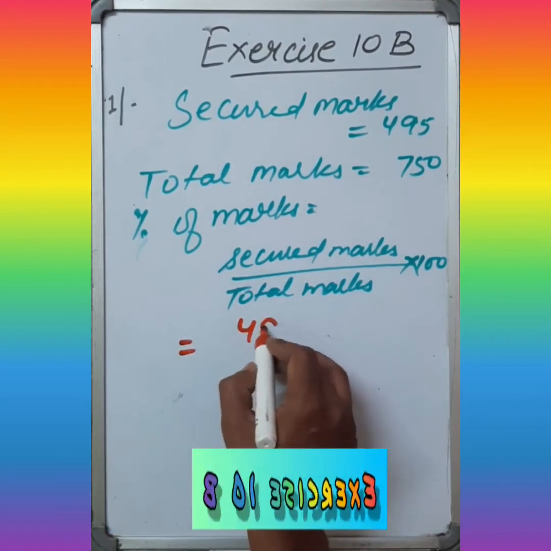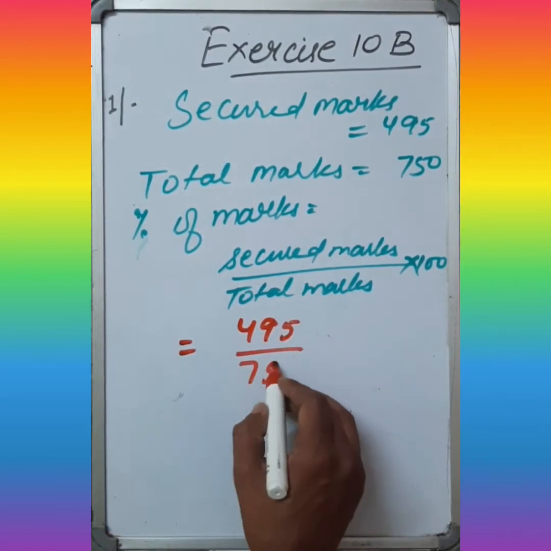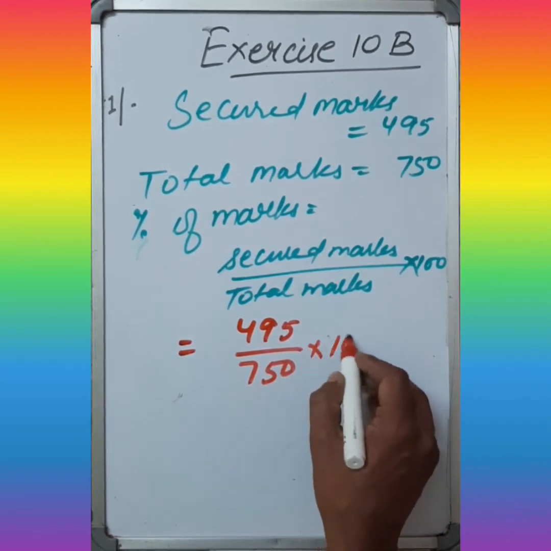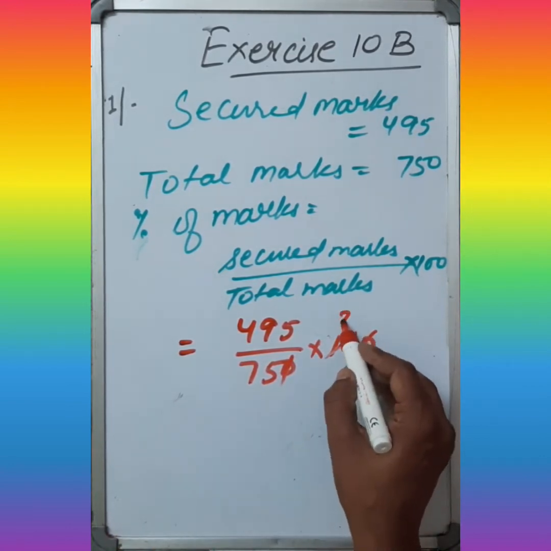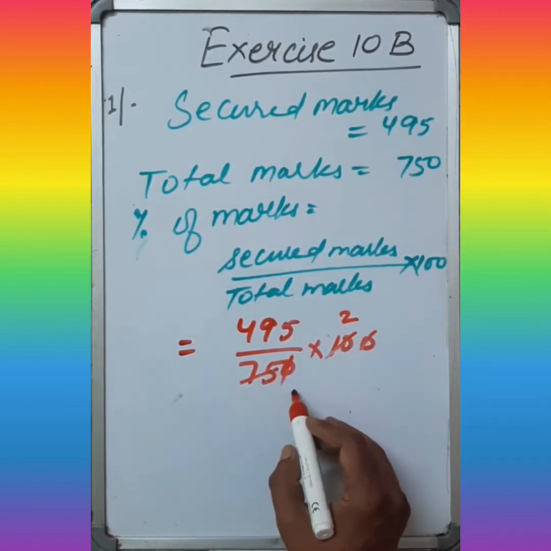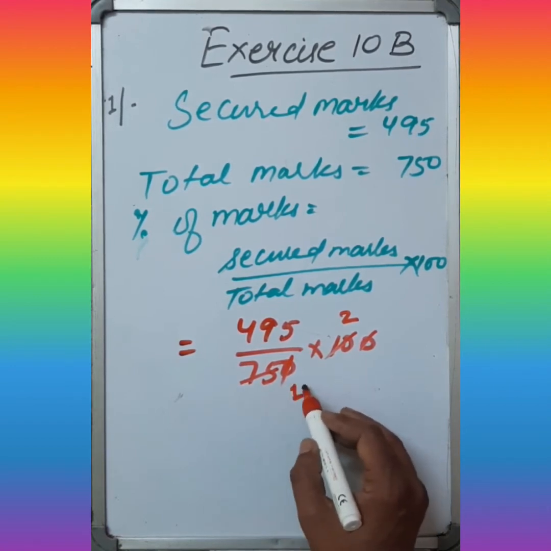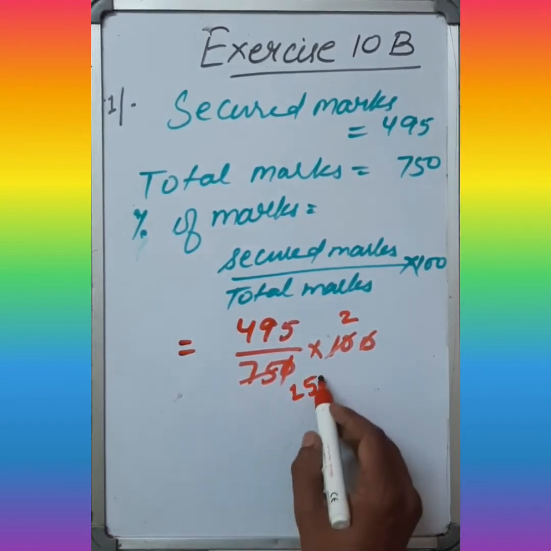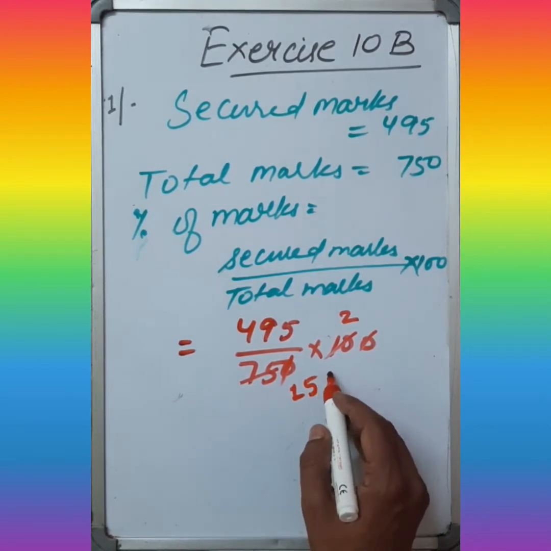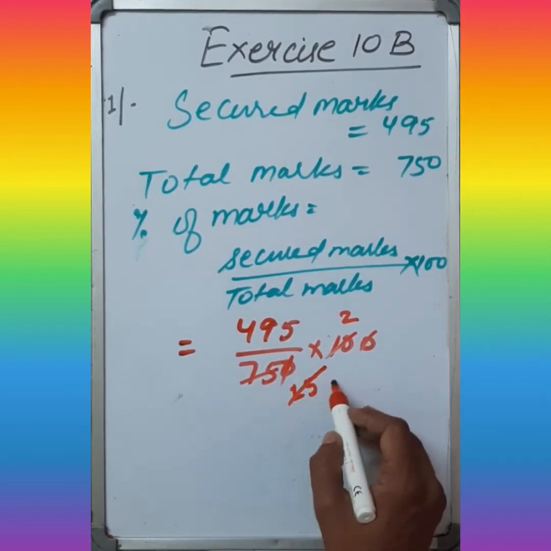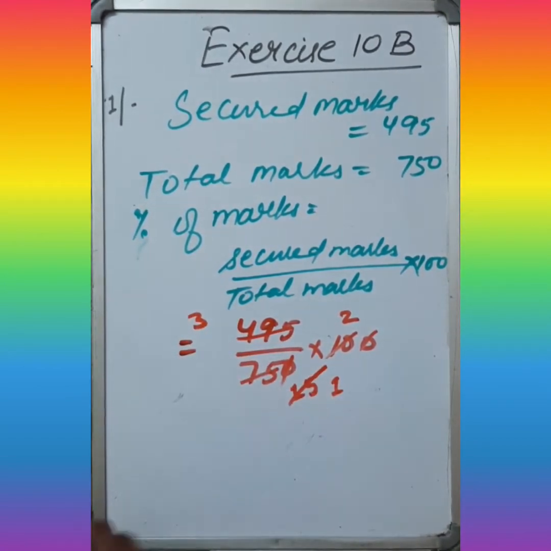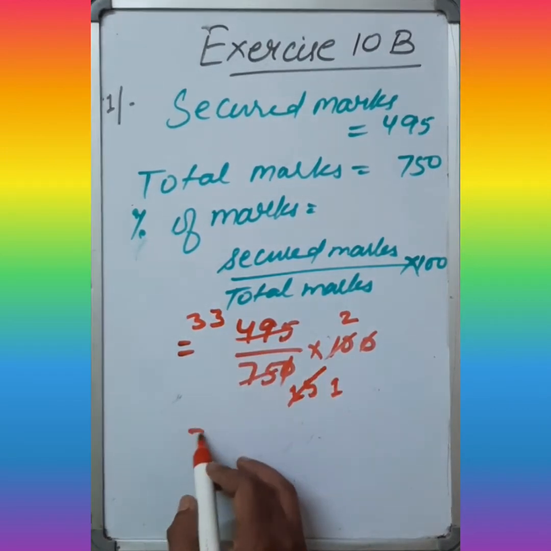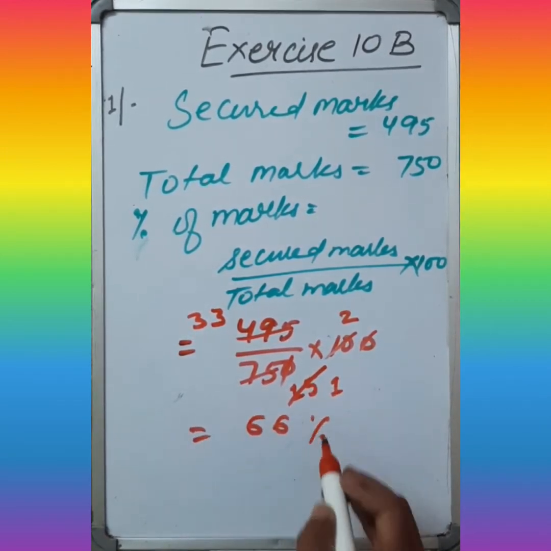That is 495 upon 750 into 100. This 0 and this 0 cancel out. 5 2s are 10, 5 1s are 5, and 5 5s are 25. Now 15 1s are 15 and 15 3s are 45. 4 left 45. So it means 66%. So this is the value of the percentage. Okay.